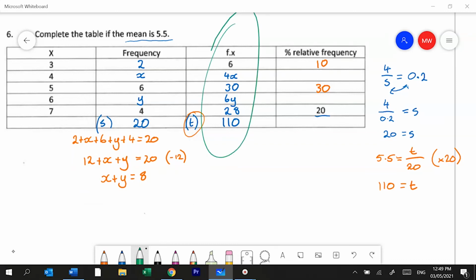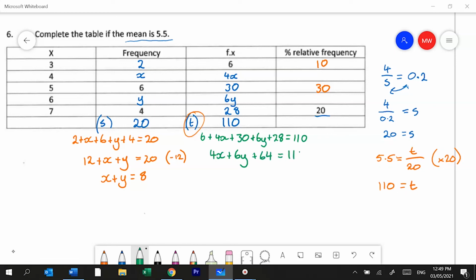Now I'm looking at this column here. I have got 6 plus 4x plus 30 plus 6y plus 28 equaling 110. Okay, I'm going to collect up my like terms. That means that if I've got 6, I'll drop in these x's first because that's easier. Right, 6 plus 30 plus 28 makes 64. That equals 110. Right, shift those 64s over, and now I'm left with 4x plus 6y equals 46.